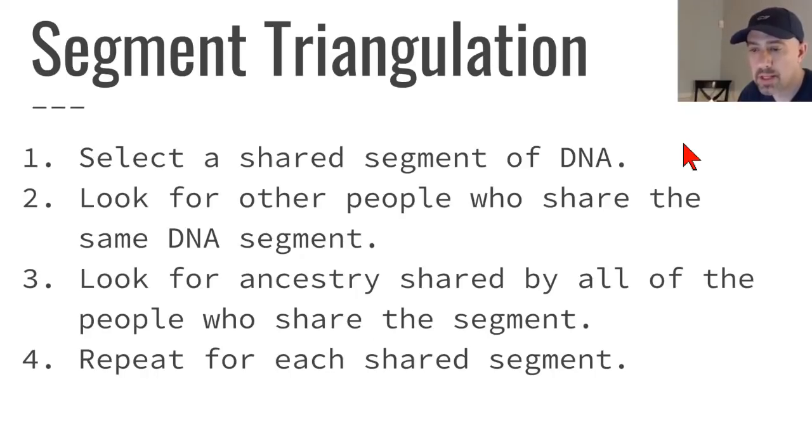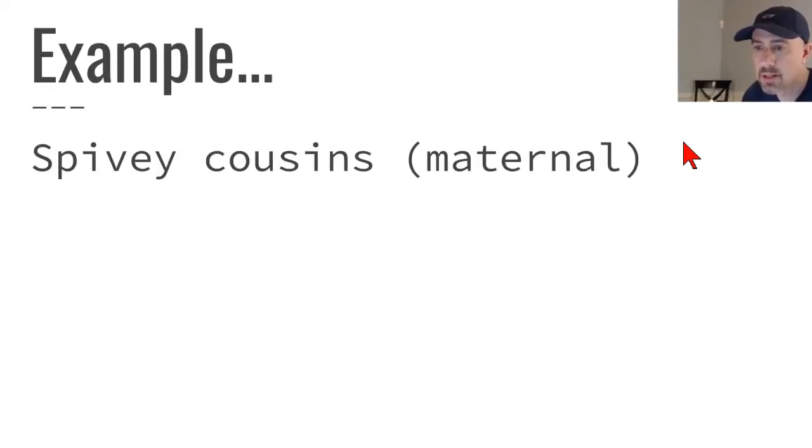And then you can repeat that process segment by segment for each of your matches, and you can get a lot of insights, very precise insights into your family history through this process. So that's the general concept of segment triangulation. And we're going to focus on a specific method of triangulation. But before we move on to that, I'm going to give you an example, a simple example of triangulation.